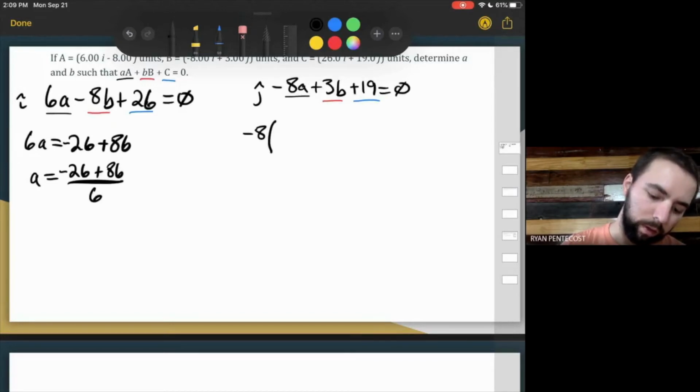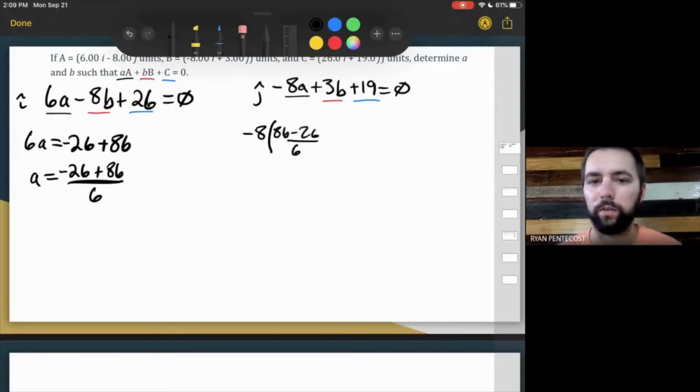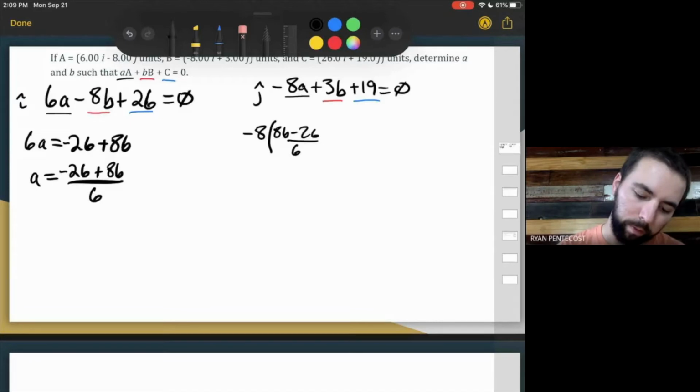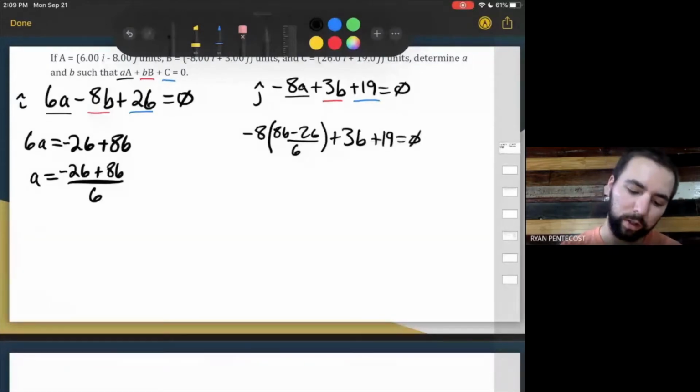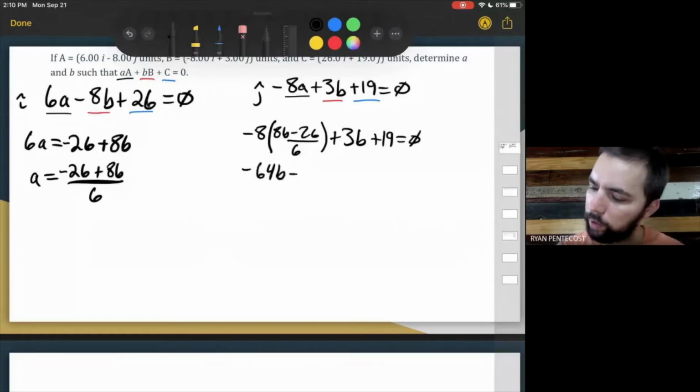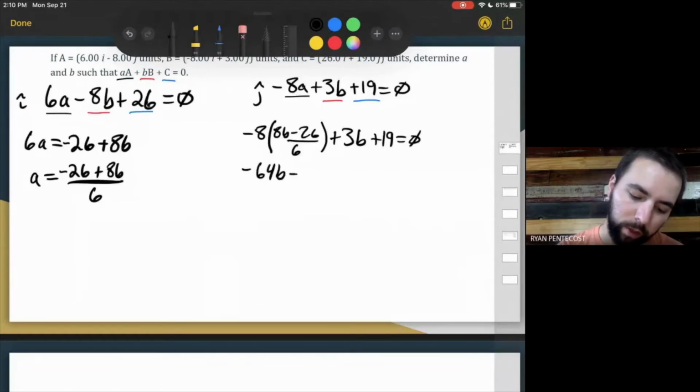All right. Let's do this. We have 8b minus 26 over 6. I like to put my positives first and negatives second. I'm weird that way. Plus 3b plus 19, that will equal 0. So on this side, we want to solve for b. So let's multiply that through. We'll get negative 64b minus 208, if you do that multiplication, all divided by 6 plus 3b plus 19 equals 0.